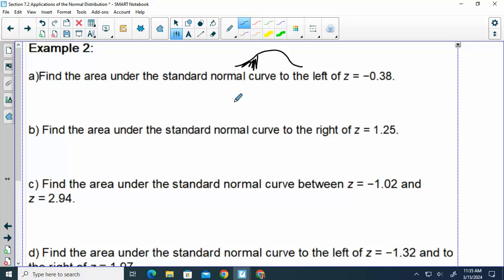So the number on the table is the area to the left. If I want area to the right, what do we have to do? 1 minus that. Okay. So if I ask you for the area to the left of z equals negative 0.38, I want everybody to go to the table, look for z equals negative 0.38. And what number do you see?